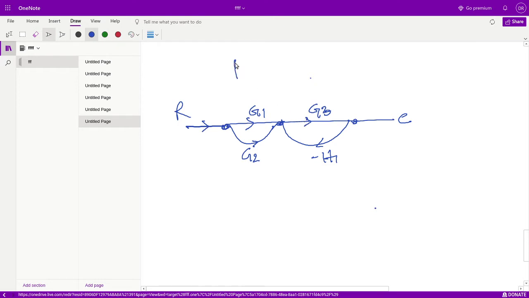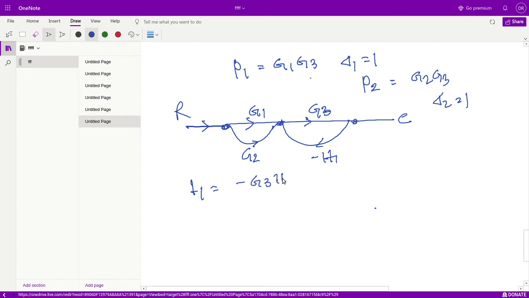Now first of all, the first forward path P1 has gain equal to G1 into G3 and delta 1 equal to 1. Why delta 1? Because there are no non-touching loops, every loop touches the forward path. Now P2 is equal to G2 into G3 and here delta 2 equals 1. Okay, now consider L1, here only one loop, whose gain equals minus G3 into H1.